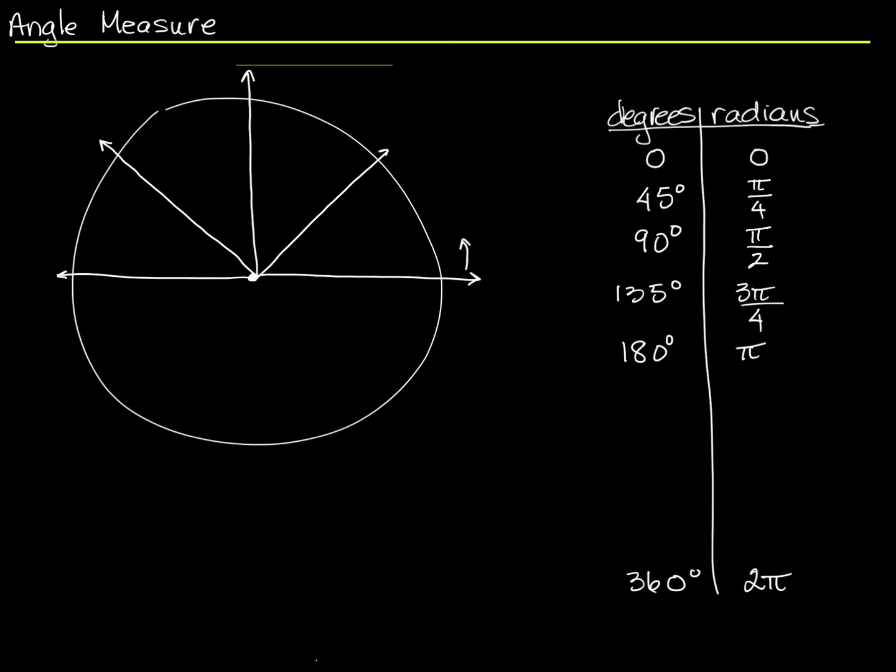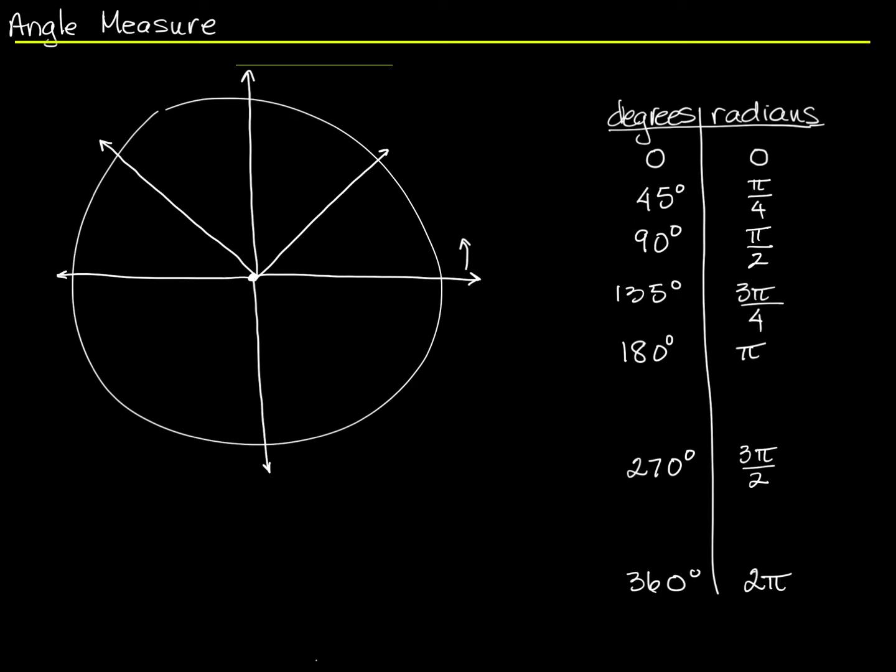And I can do the same thing down here. Halfway between 180 and 360 is 270. And let's see, I'll put that in here. Now I might want to be thinking about how many pi over 2's. Here's 0 pi over 2's. Here's 1 pi over 2. Here's 2 pi over 2's, which is pi. Here's 3 pi over 2's. So 3 pi over 2.